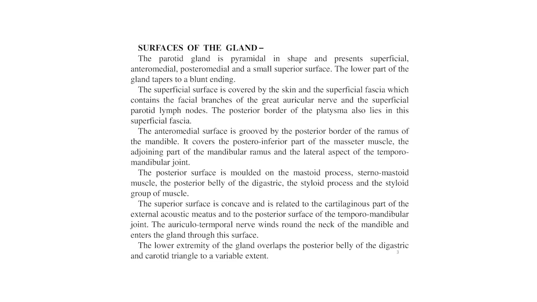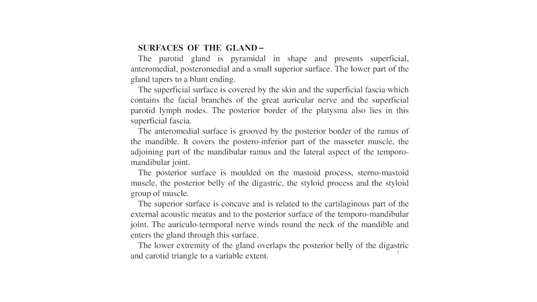The superficial surface is covered by the skin and the superficial fascia which contains the facial branches of the great auricular nerve and the superficial parotid lymph nodes. The posterior border of the platysma also lies in the superficial fascia. The anteromedial surface is grooved by the posterior border of the ramus of the mandible. It covers the posterior-inferior part of the masseter muscle, the adjoining part of the mandibular ramus and the lateral aspect of the temporomandibular joint. It also passes forwards on the deep aspect of the ramus to reach the medial pterygoid muscle. The branches of the facial nerve emerge from under cover of the anterior margins of the surface.